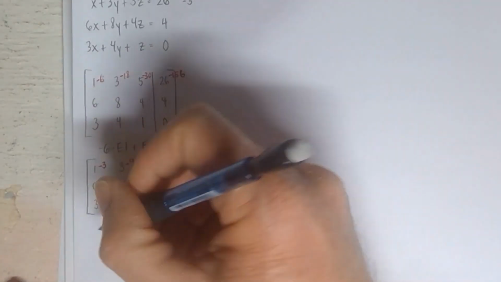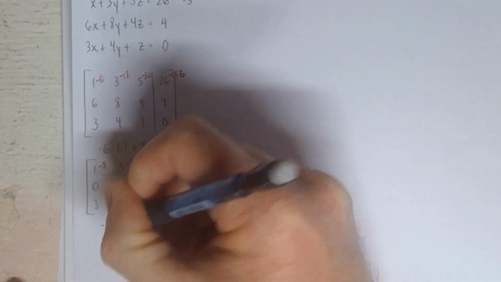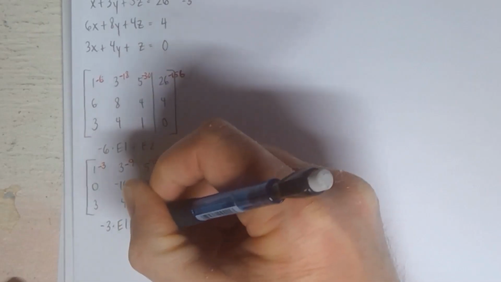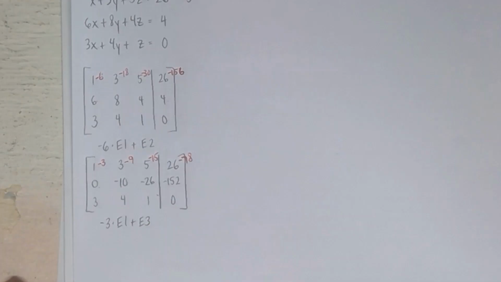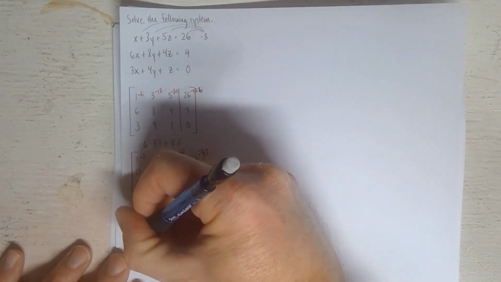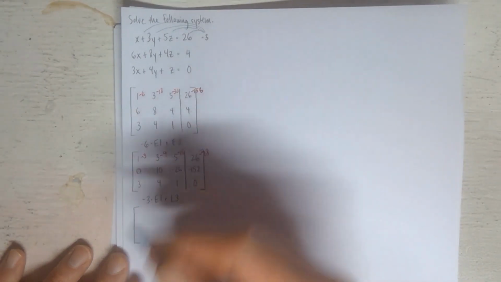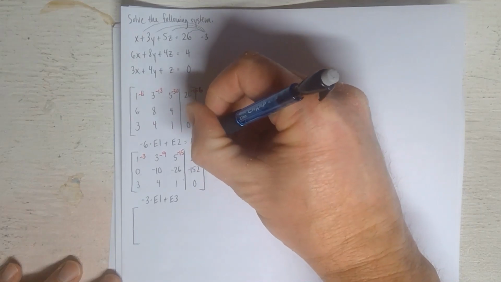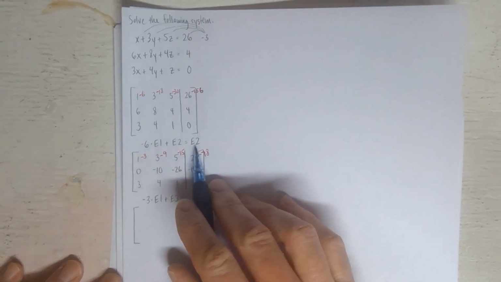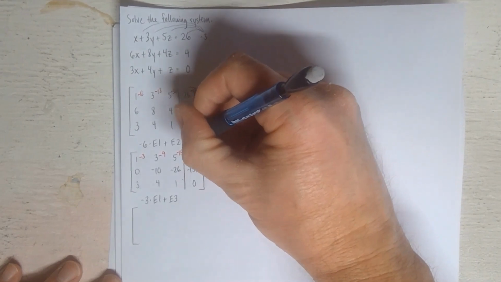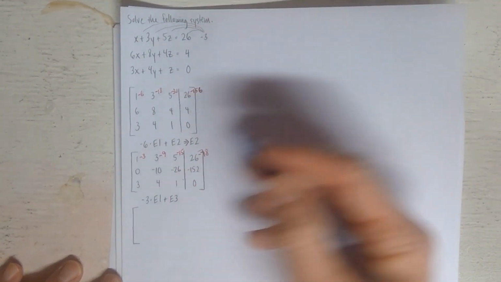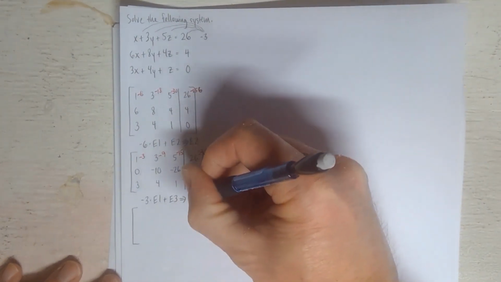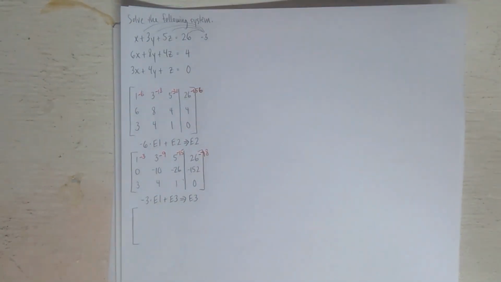So what I'm doing here is communicating this in writing. I did -3 times the first row, and we're going to add that to the third row. And what do we get? Again, just the third row is going to change. We wanted that result to go into the second row here, so it becomes the second row right there. This one's going to become the third row right there.